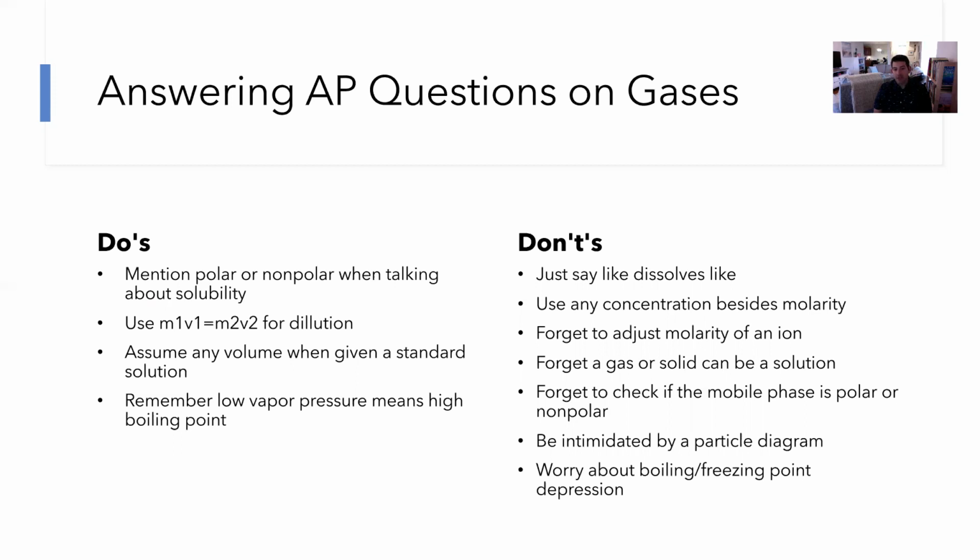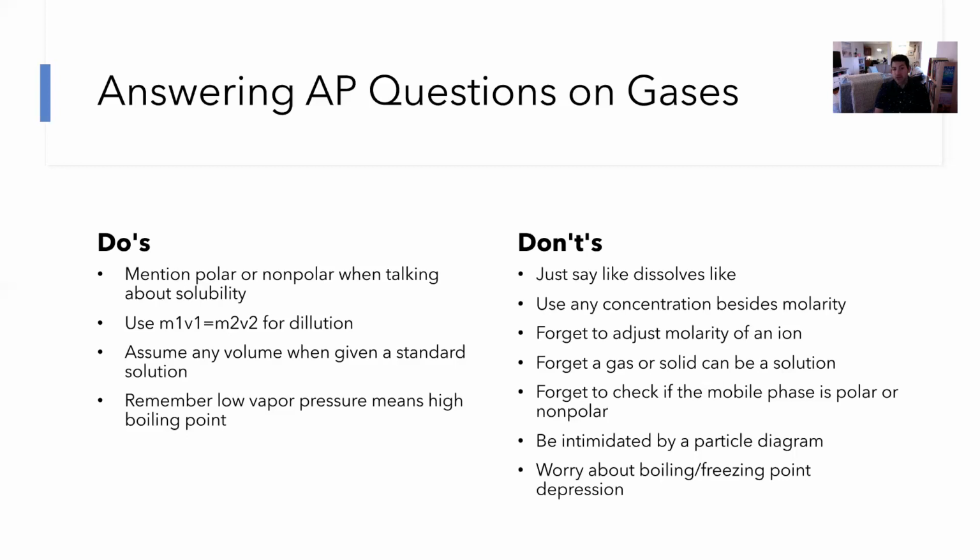All right, and remember, low vapor pressure means high boiling point. And in those colligative properties, the solution always has a lower vapor pressure, right? Which is why it always has that higher boiling point. But just be attuned to vapor pressure. Don't be intimidated by vapor pressure because it's very common in the AP curriculum.